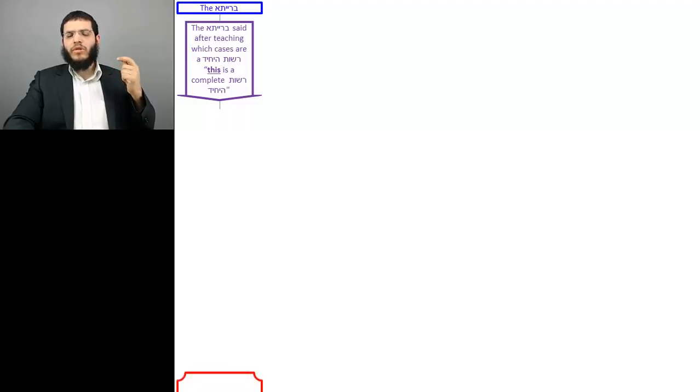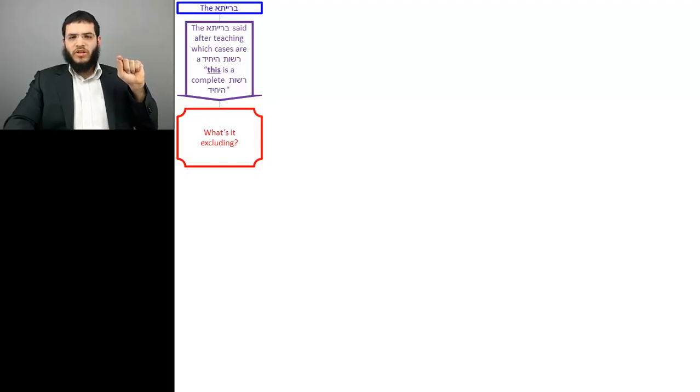So the Gemara asks, what's it coming to exclude? When it says this is a Rishus HaYachid, the indication is that this is a Rishus HaYachid and something else is not. What's the something else? What's the case that the brisa is coming to exclude when it says this is a Rishus HaYachid? The Gemara answers, it's coming to exclude a teaching of Rabbi Yehuda.